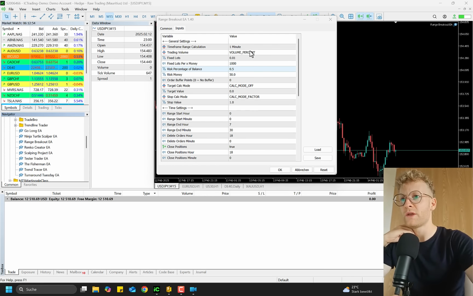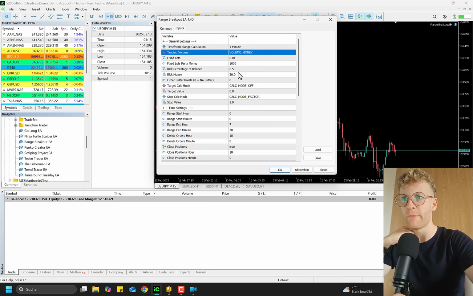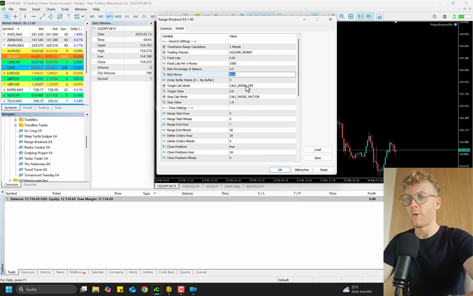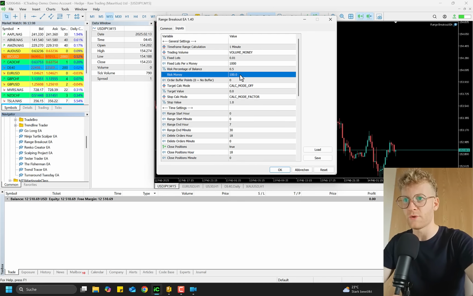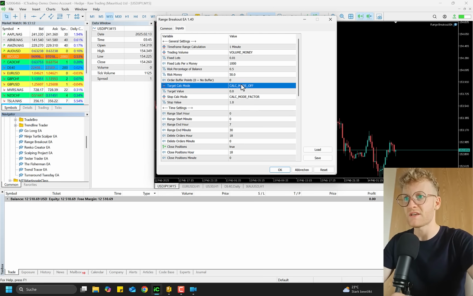And then we do have the volume money, and here we need the next input, which is risk money. It's pretty easily explained. If we choose volume money, we just want to risk 50 US dollar on every single trade, or whatever you put here. If you put 100, you would risk 100 US dollar for every single trade. So these are the volume settings.